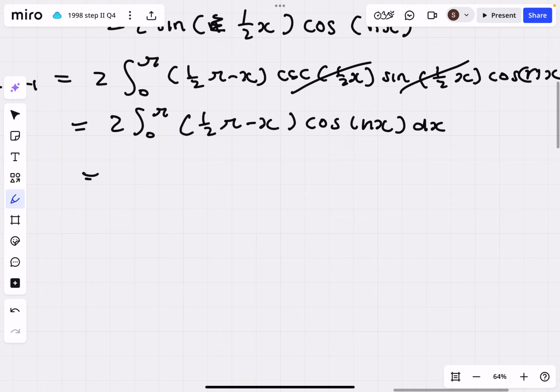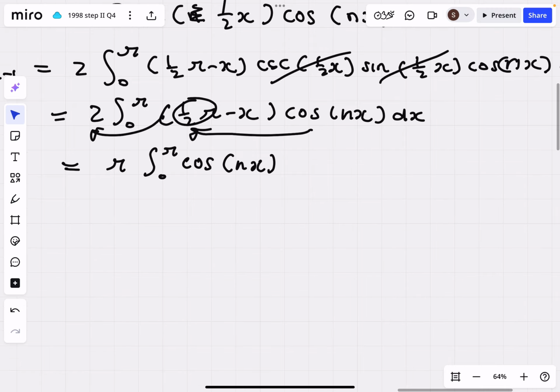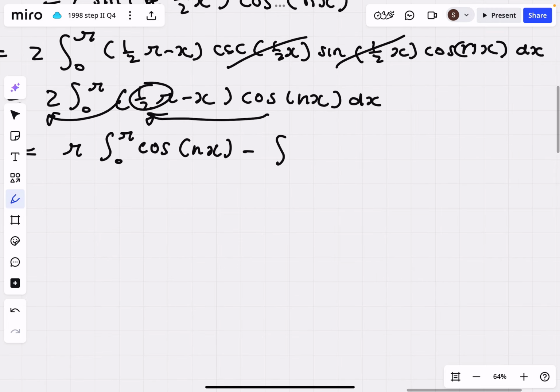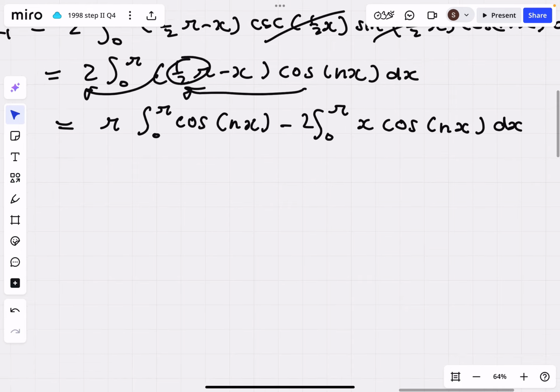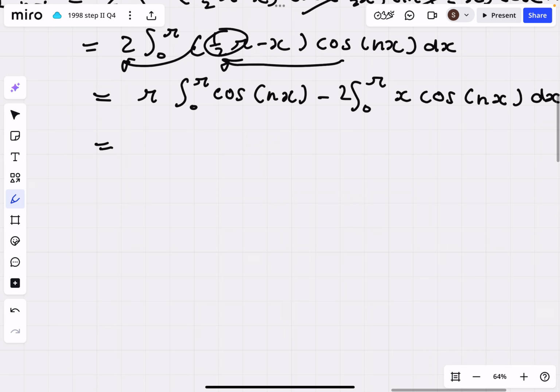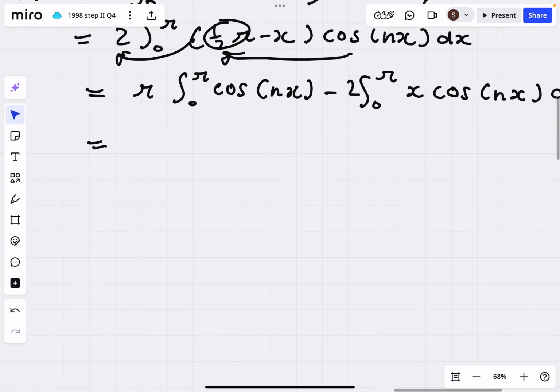And now let's split this into two integrals by expanding the brackets. So this becomes pi multiplied by the integral from 0 to pi of cos nx, as you multiply this by half pi and then you take half pi out, and then minus 2 times the integral from 0 to pi of x cos nx dx.